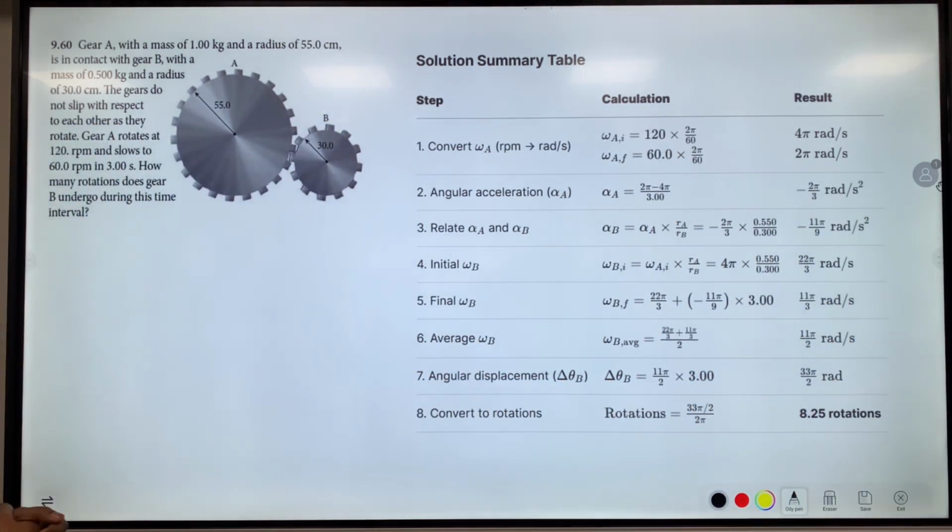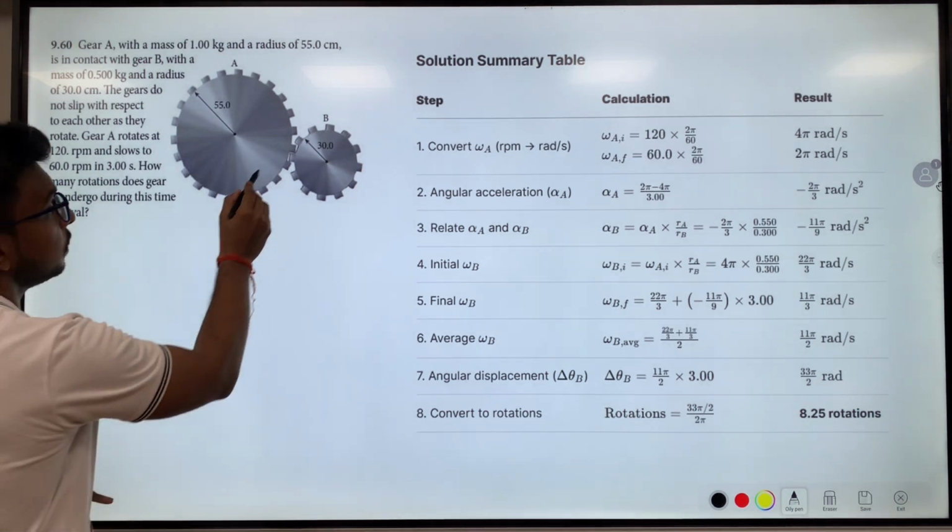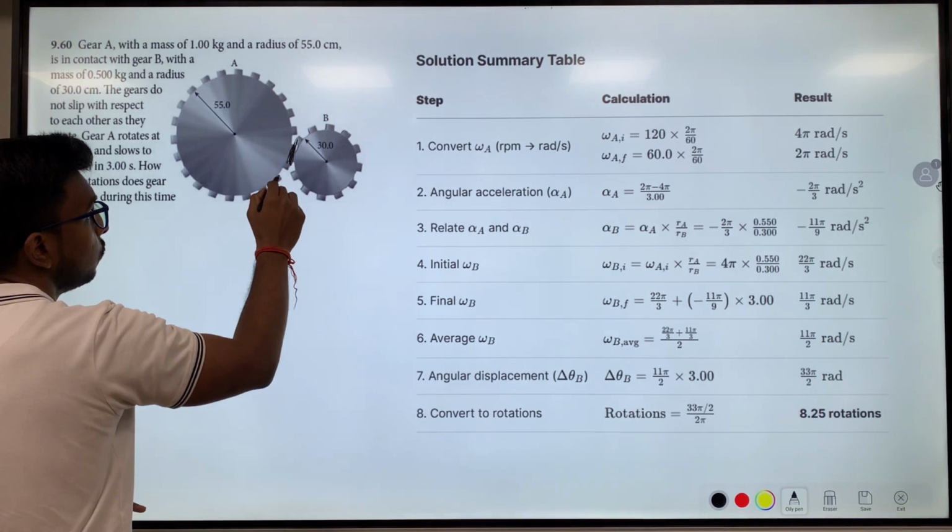Gear A with a mass of 1 kilo and a radius of 55 centimeter is in contact with gear B with a mass of 0.500 kilos and radius 30 centimeter. The gears do not slip with respect to each other. That means the linear speeds are going to be the same.